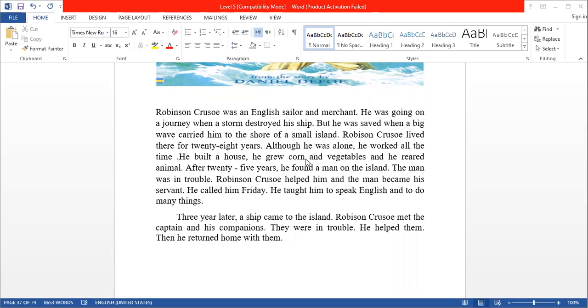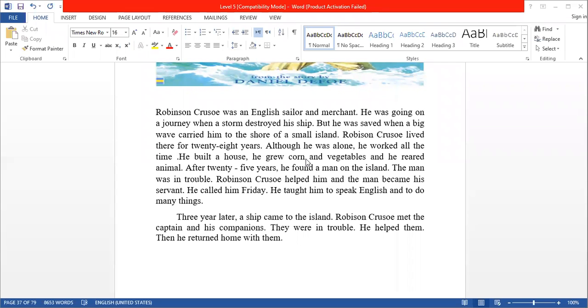Robinson Crusoe met the captain and his companions, those who came with him. Okay. Companions. The person that travels with you or that can assist or help you in the ship.